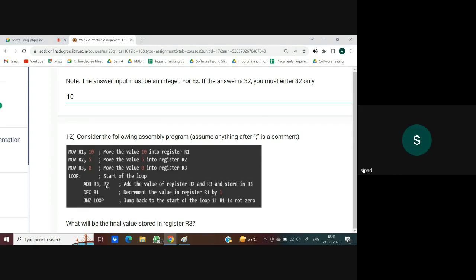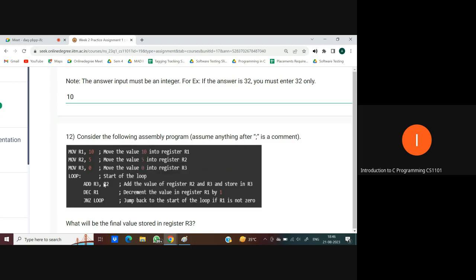5. It will give you 5. So the R3 also becomes 5 and R1 gets decremented by 1. So R1 becomes 9. 9 is not 0. So we will move to the start of the loop. That means again this. Now this time again we will do 5 plus 5 because R3 is also 5 now and R2 is already 5. So 5 plus 5 will become 10. And R1 will become 8.